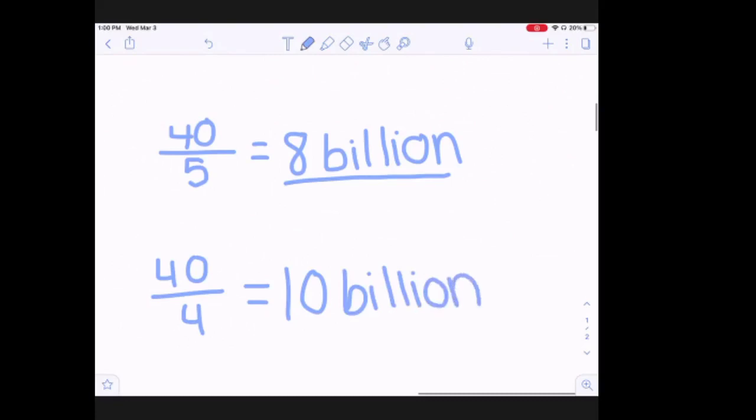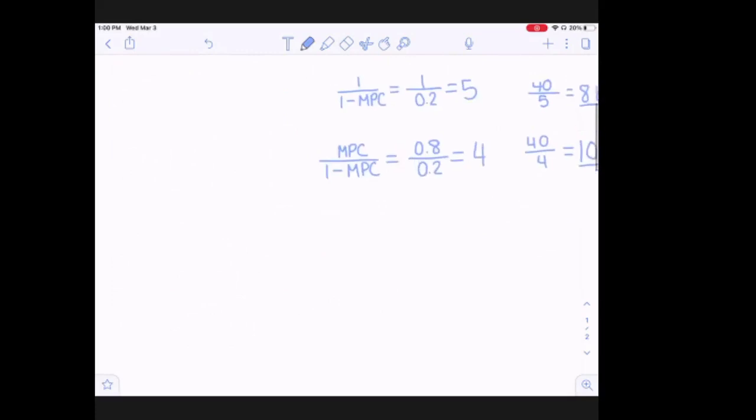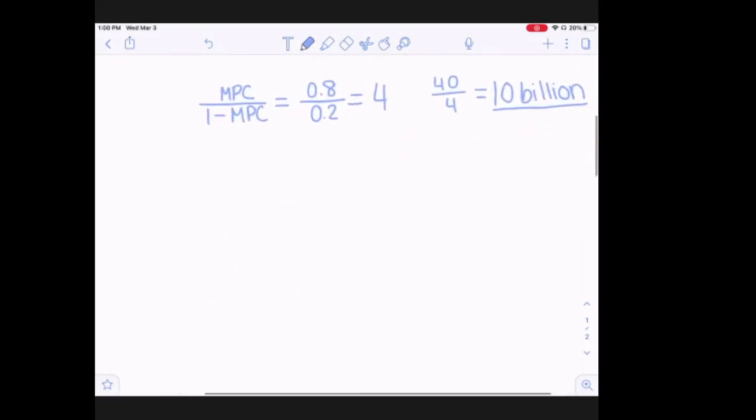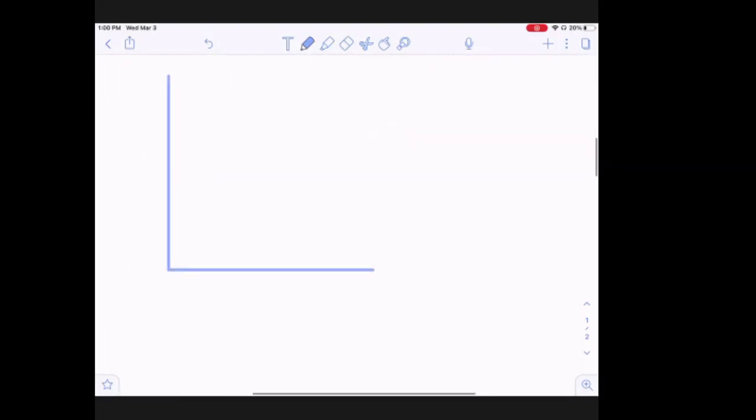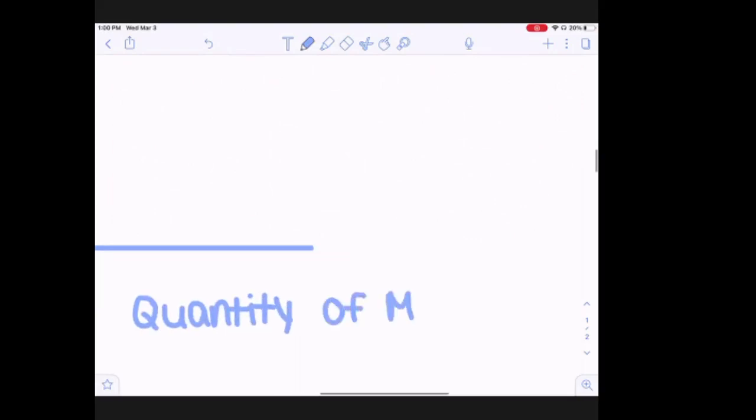All right, so now we go to part D, and it says the central bank takes action to restore full employment. Draw a correctly labeled graph of the money market. So we draw our X and Y axis again. We do quantity of money on the X. Nominal interest rate on the Y.